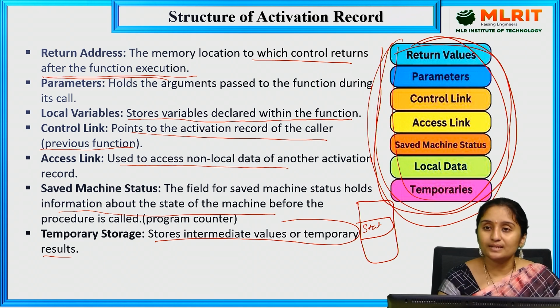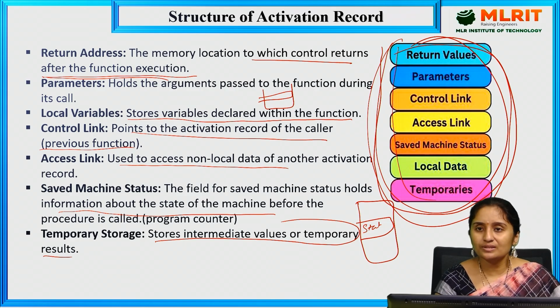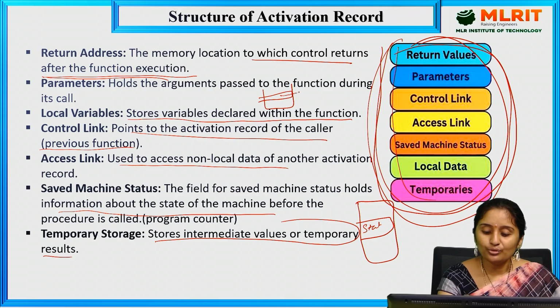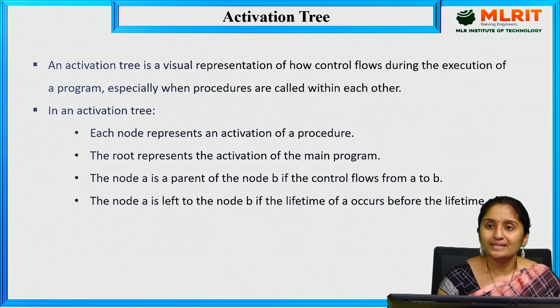All these steps are done inside the stack only. Inside the stack memory allocation we are going to run. Why? Because when a function is called, an activation record is created in the stack. So these are the steps that take place in order to execute a program, or to complete one activation record. The next one we have is the activation tree.